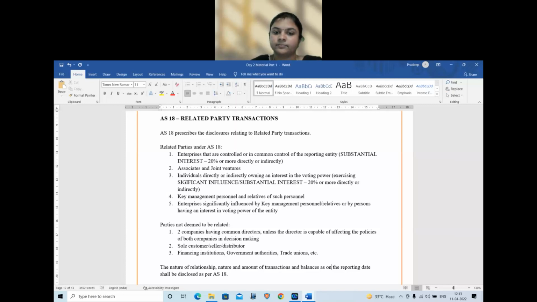Two companies have a common address. If one company has a same director in the other, if he does not have, no, they are not related. So even in two companies, if the director does not have a voting power or does not have a say in one of the companies, then also they will not be deemed to be related. In both places, if he has significant influence, only then they can be related.